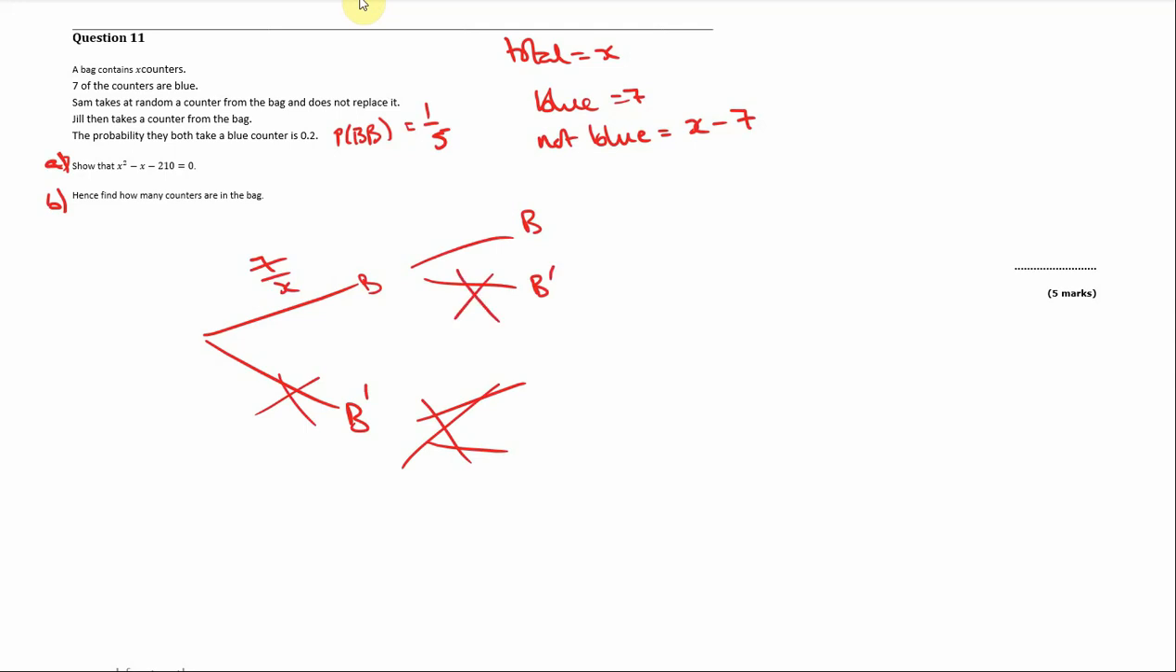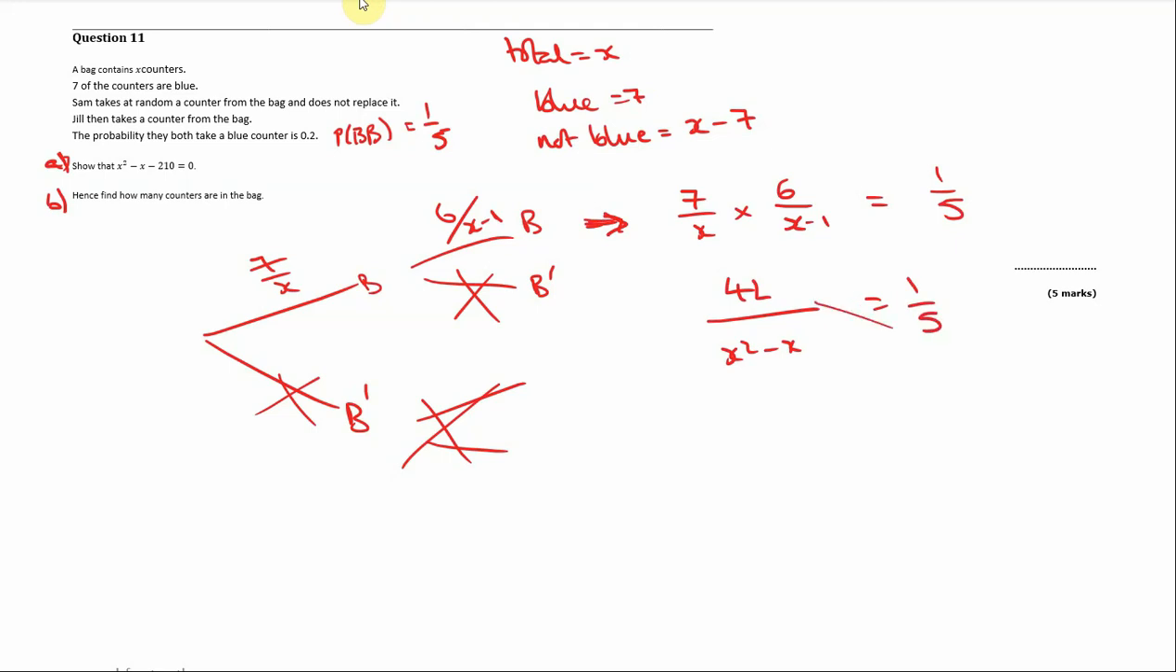So if I take a blue, there's going to be 6 blues left, and there's going to be X minus 1 total. So that's meant to be an arrow. So 7 over X times 6 over X minus 1 equals a fifth. So 42 over X squared minus X equals a fifth.